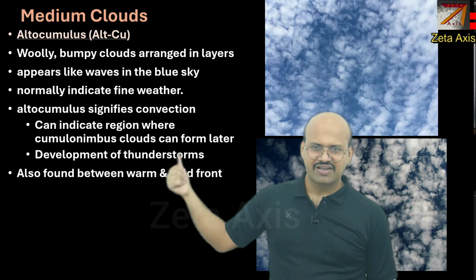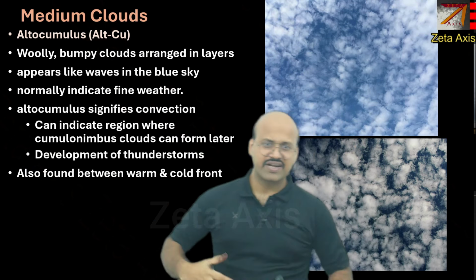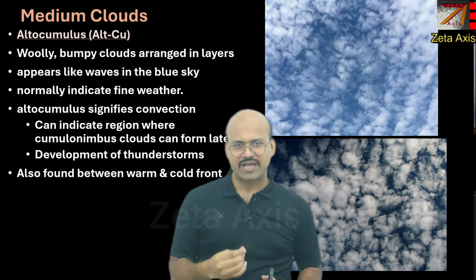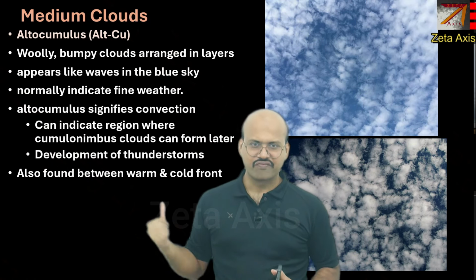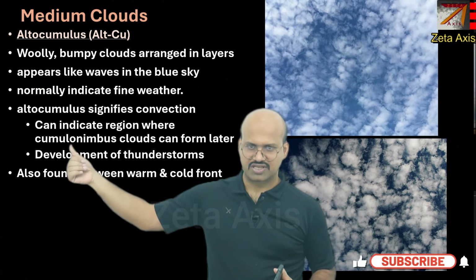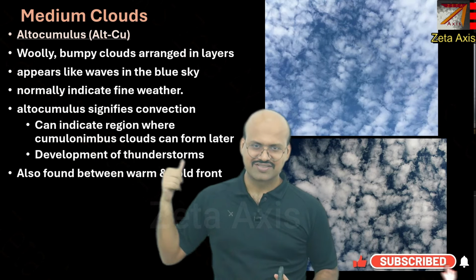So we have discussed that on warm fronts several types of clouds are formed. Almost all types of clouds can be seen in the warm front except the cumulonimbus clouds. The cumulonimbus clouds are generally seen with cold front.